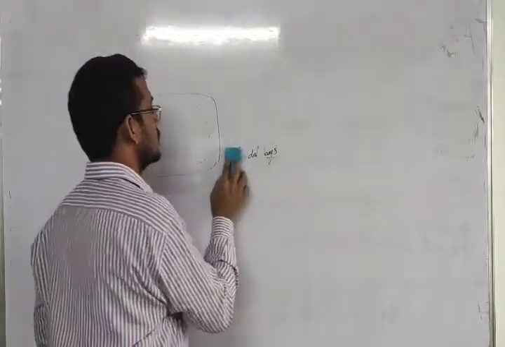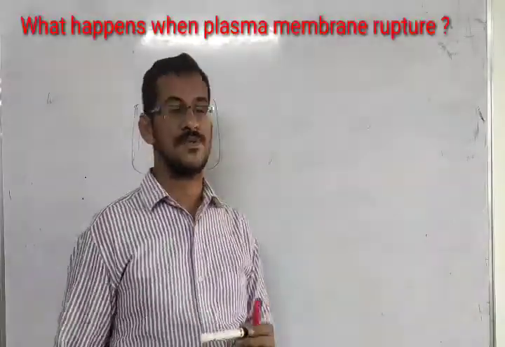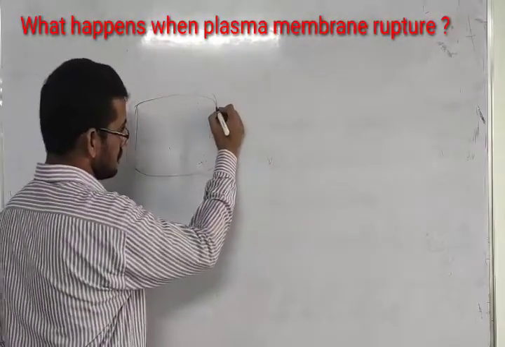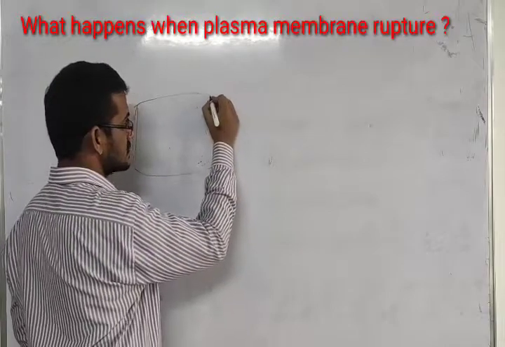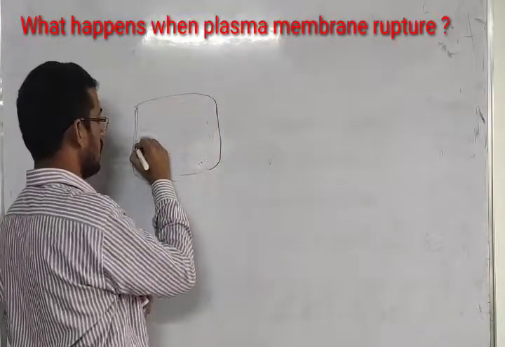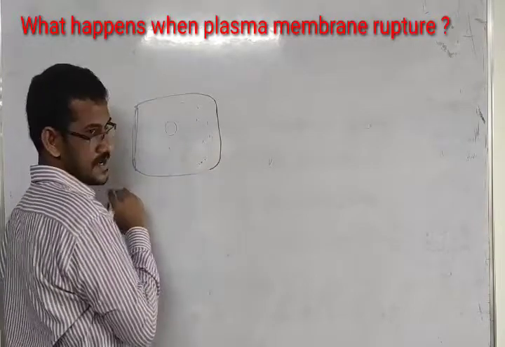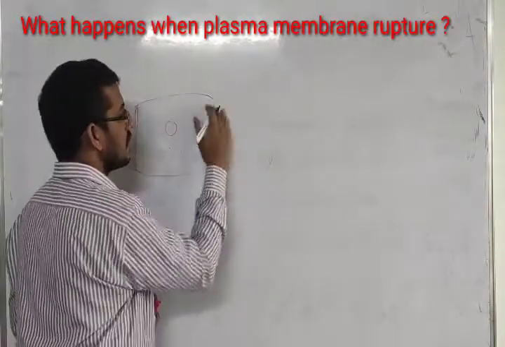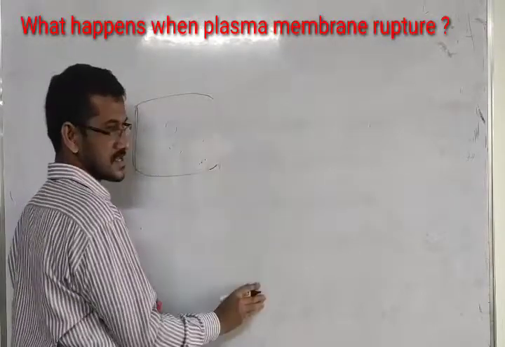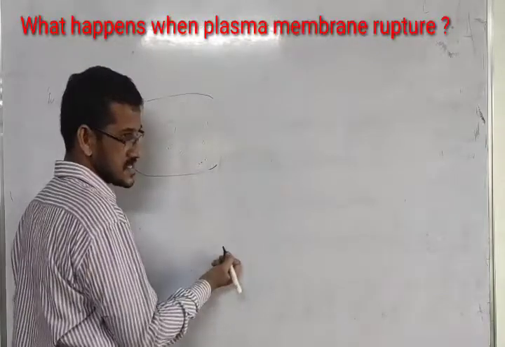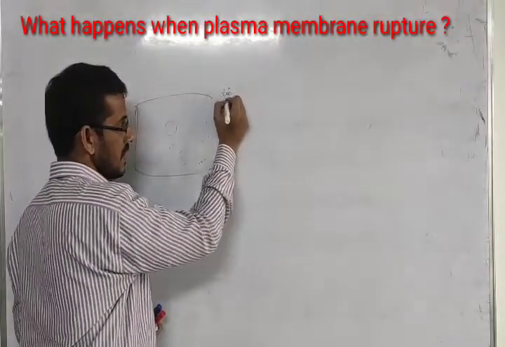Next question, 2 marks answer. What happens if the plasma membrane ruptures or breaks? So this is the plasma membrane. Okay, so if this plasma membrane breaks, what happens? Actually, this plasma membrane protects all the cytoplasm, nucleus, and cell organelles. If it breaks, all the cytoplasm liquid will come out, and all the cell organelles come out. So all the cell organelles will die, and at last our cell will die.